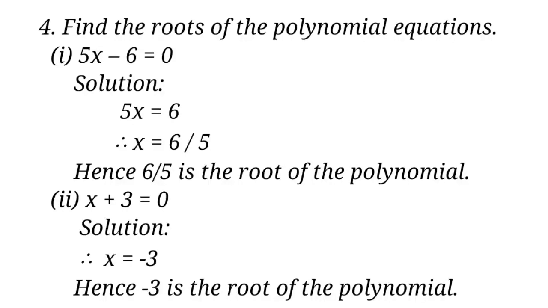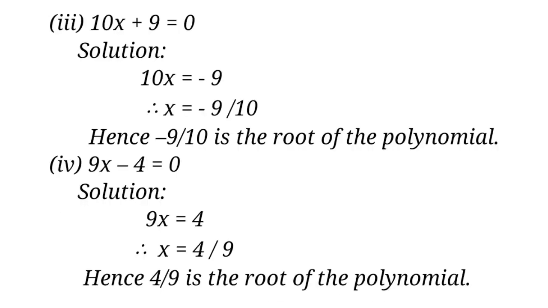Second one, x plus 3 is equal to 0. Solution, x plus 3 is equal to 0, plus 3 shift to right hand side, then minus 3. Hence, minus 3 is the root of the polynomial.